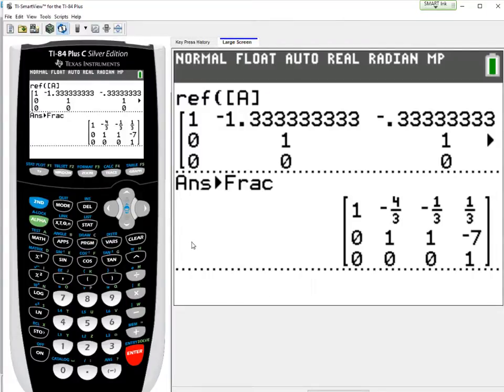Therefore, the solution is an... what should you put in for your solutions? No, you put in the empty set. The solution is the empty set. It's null. That cannot be solved. It is an inconsistent system. Okay?